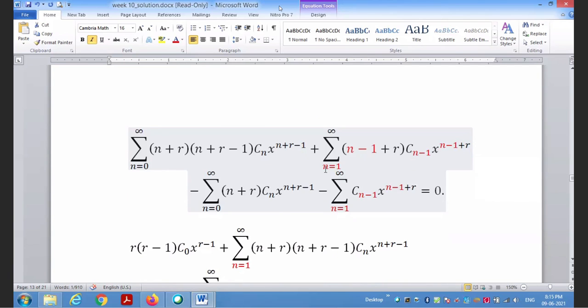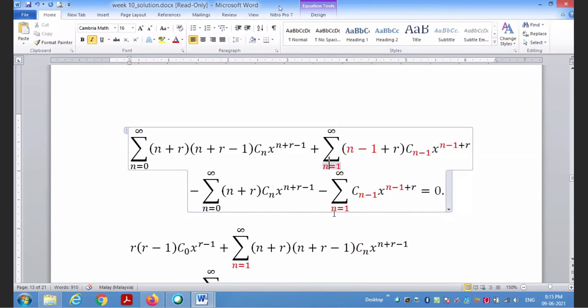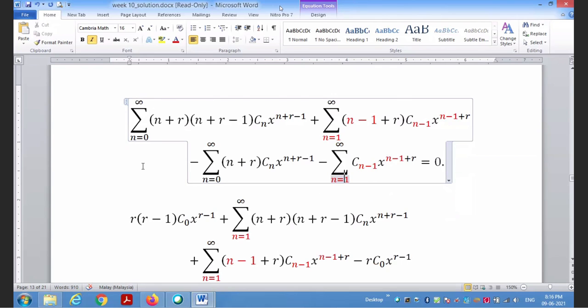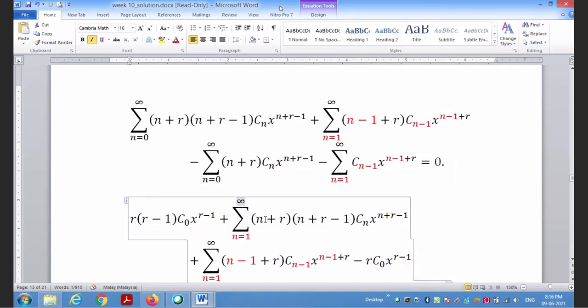This one n starts with 1, this one starts with 1. The second and the fourth summation start with 1, while the first and the third one start with 0. That's why in the first and the third you replace n with 0 first. So you have 0 plus r, you got r. 0 plus r minus 1, you have r minus 1, and then c0, x, replace n with 0, you have r minus 1. This one remains unchanged.